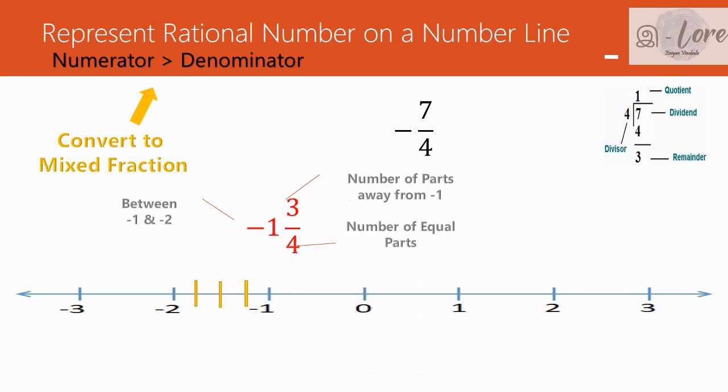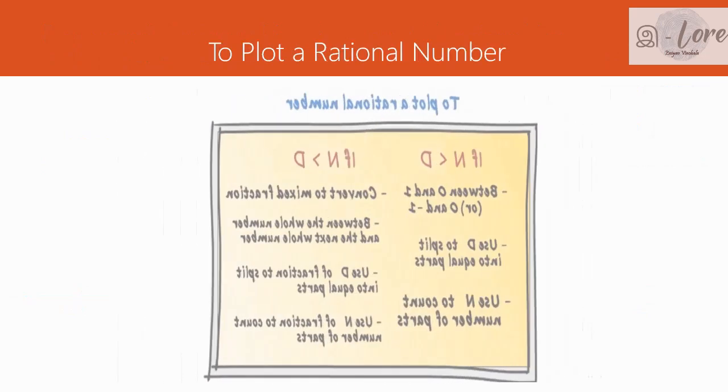So the equal parts we are dividing into 4 parts, and the numerator tells the number of parts away from minus 1. So now it will be divided into 1, 2, 3, 4. So we have to represent the number minus 7 by 4 over there. So this is the way to represent numbers where the numerator is greater than the denominator.